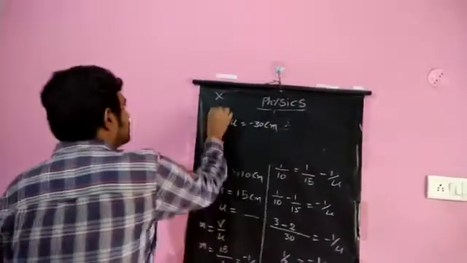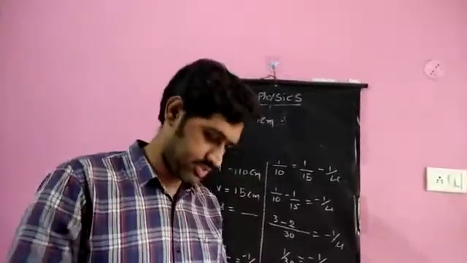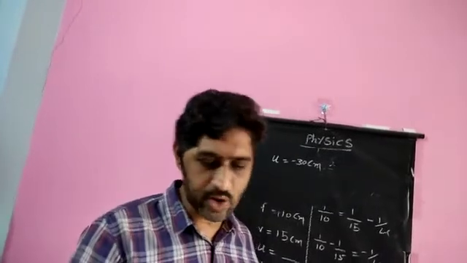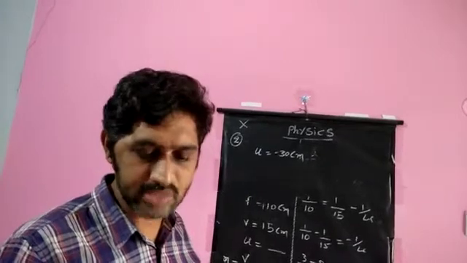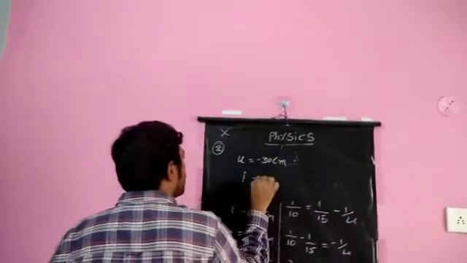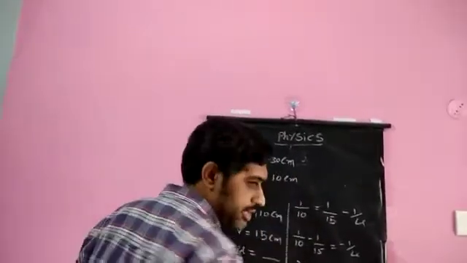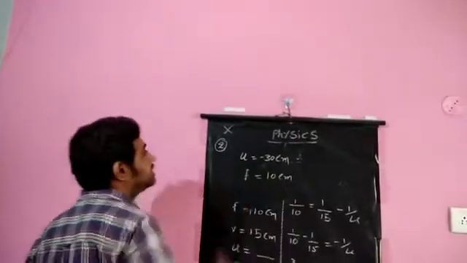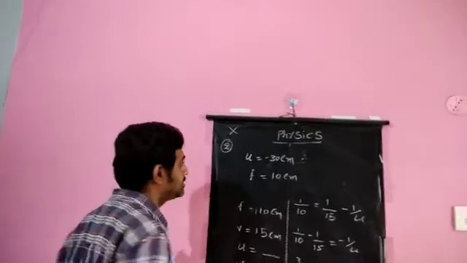The other question, the numerical for the lens formula. The question is, what will be the image distance if an object is placed at a distance of 30 centimeters before a concave lens of focal length 10 centimeters? Object distance he gave is 30 centimeters. Object distance is always negative, so I am taking it as minus 30. Focal length is given as 10 centimeters.